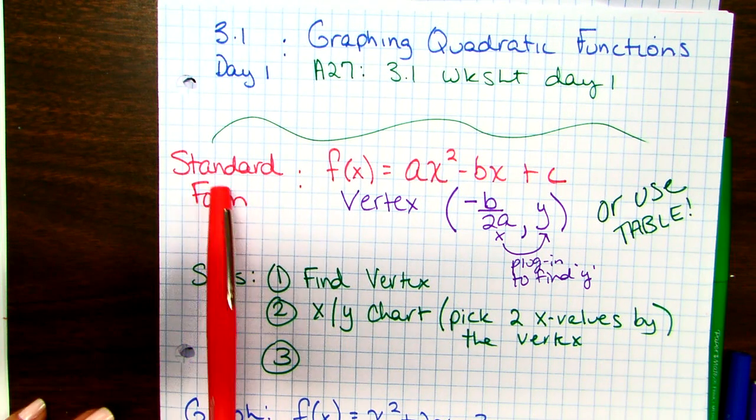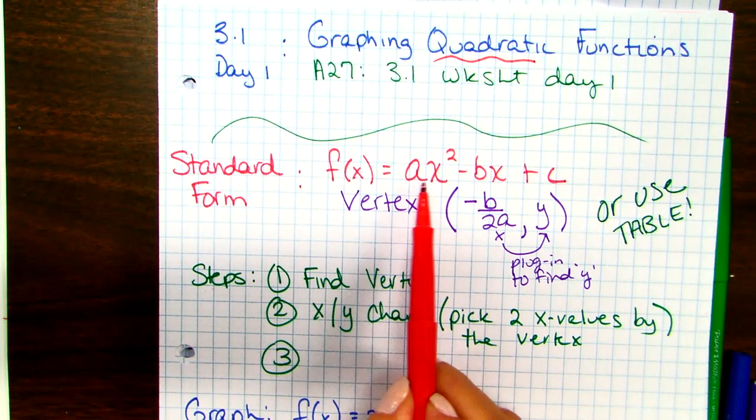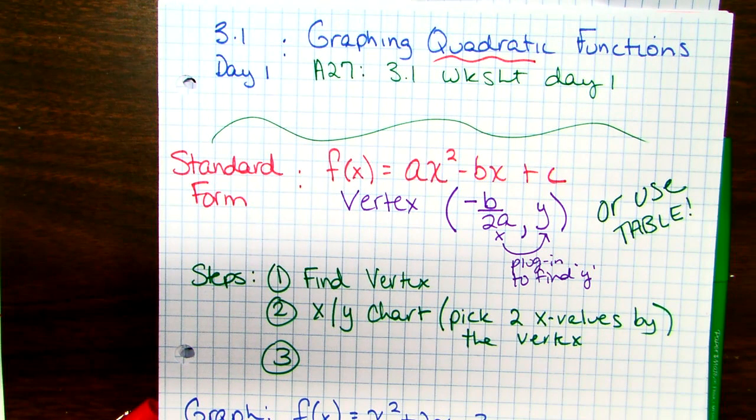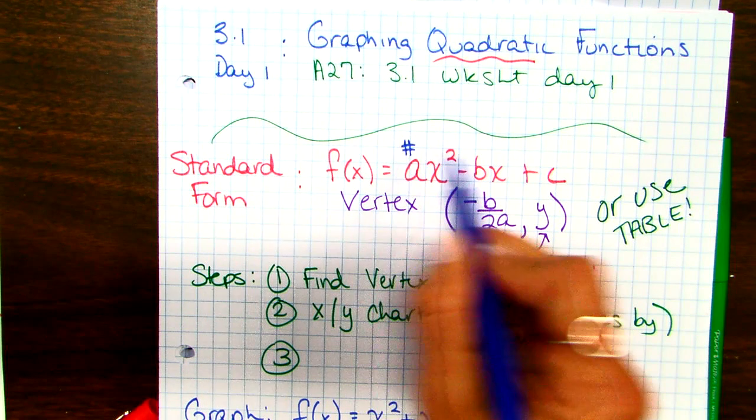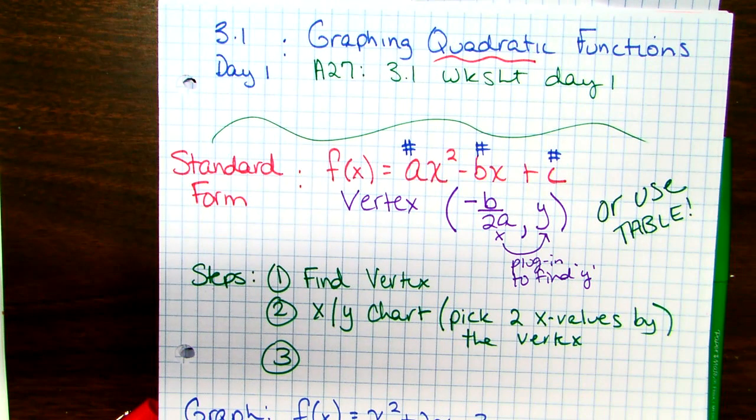This is standard form of a quadratic: ax squared plus bx plus c. And I want you all to know that a is a number, b is a number, and c is a number. If you don't see a number, it means it's a 1. If you don't see a number in front of a variable, it means 1.